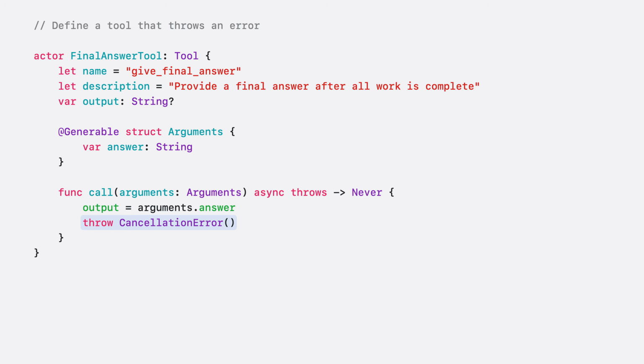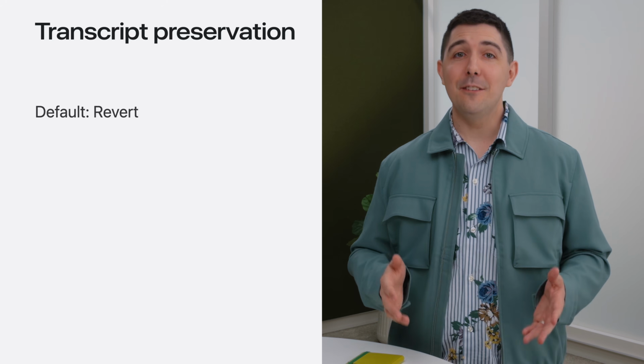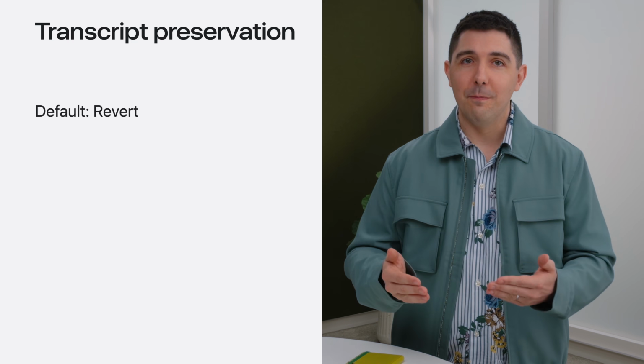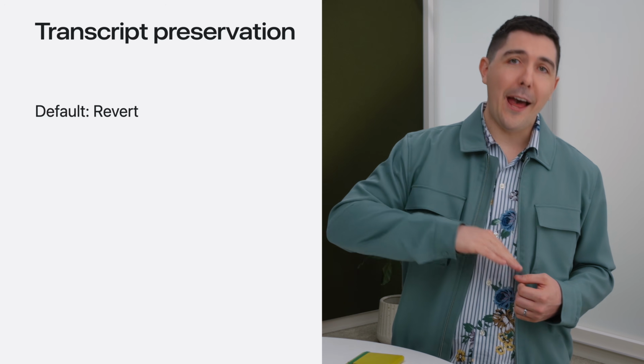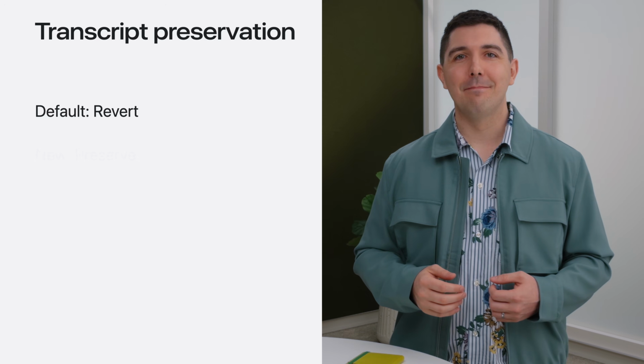A second, more forceful option is to equip your model with a final answer tool that throws an error. Throwing an error aborts the tool calling loop and immediately returns control flow to you. By default, when you throw an error from a tool, or when you cancel a response, your session's transcript will roll back to its previous state.